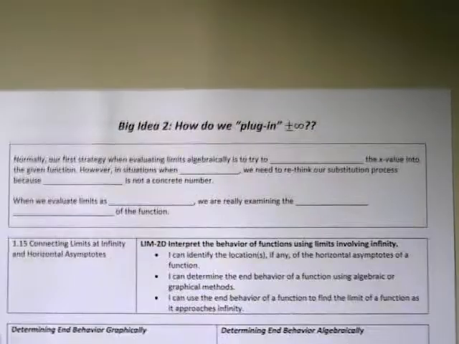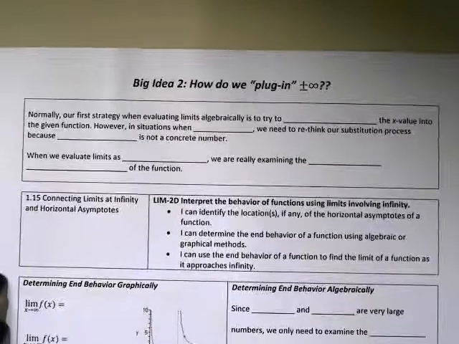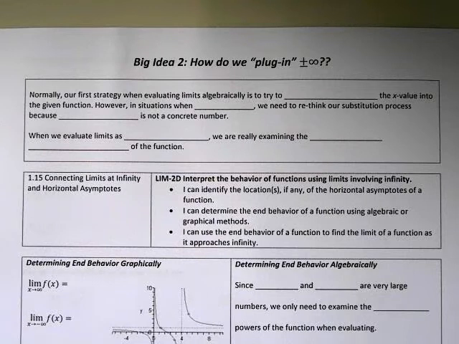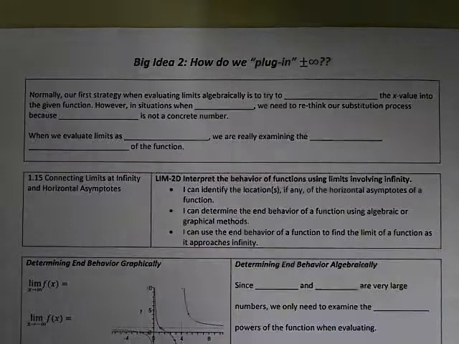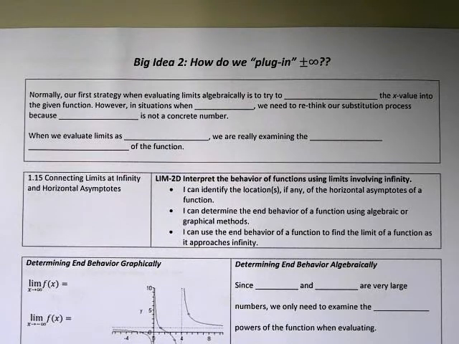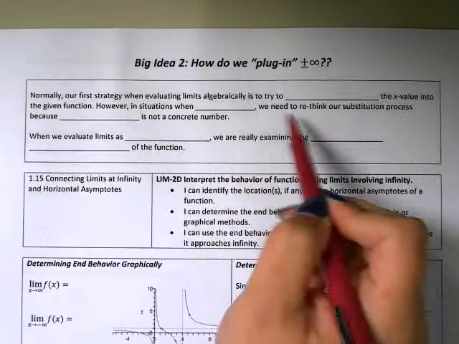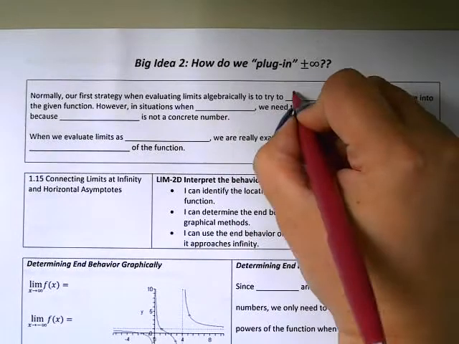So let's move on to big idea number 2. How do we actually plug in positive and negative infinity? So we already know that that's not a thing, right? That was the first thing on our flow chart, actually: are we plugging in a real value, a number? And if we said yes, we got to do all of our algebra-y things. Here, though, we can't actually plug in positive or negative infinity, so we can't actually substitute. Our first strategy is to try to substitute, though.